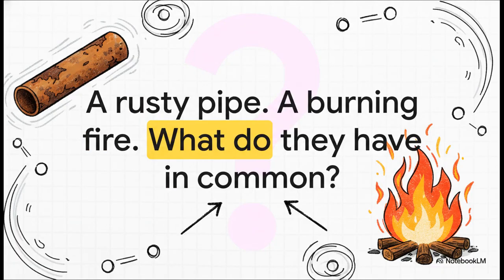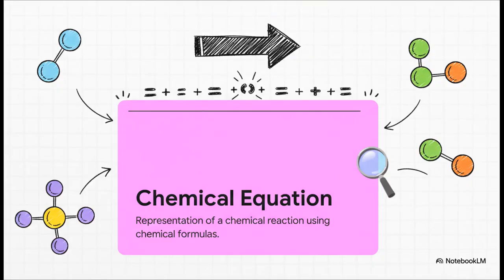So think about this for a second. A rusty pipe and a burning fire. One happens super slow, over years, and the other happens in a flash of heat and light. What on earth could they possibly have in common? Well, they're both chemical reactions. They're both processes where things are fundamentally, completely changed. And to really get a grip on them, we need a way to write them down. And that is where the chemical equation comes in.